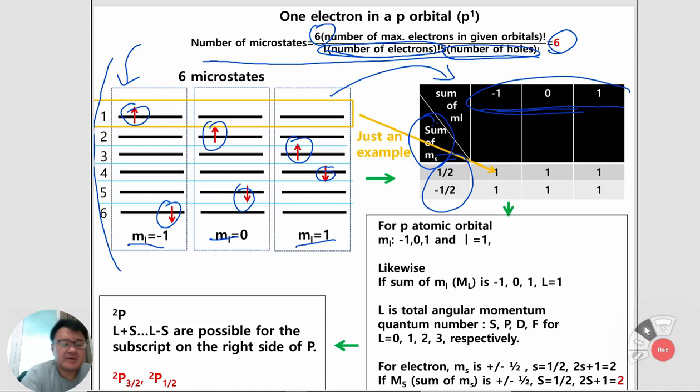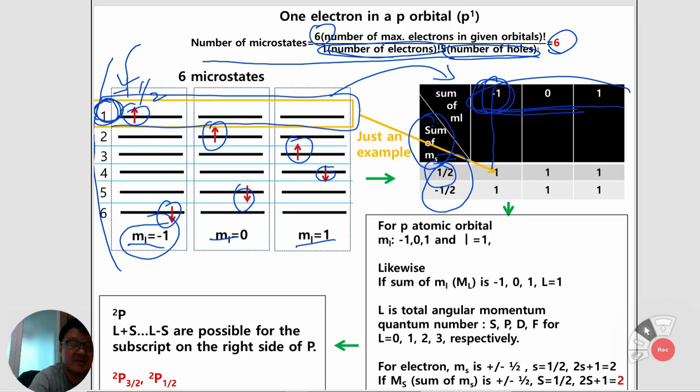For example, consider the microstate numbered 1. You have spin quantum number of half, right? Spin up, spin quantum number of a half, spin down, spin quantum number of minus half. So here you have spin quantum number of a half and magnetic quantum number of minus 1. Okay, so magnetic quantum number minus 1, spin quantum number of half. So this microstate should be assigned to this block of the table.